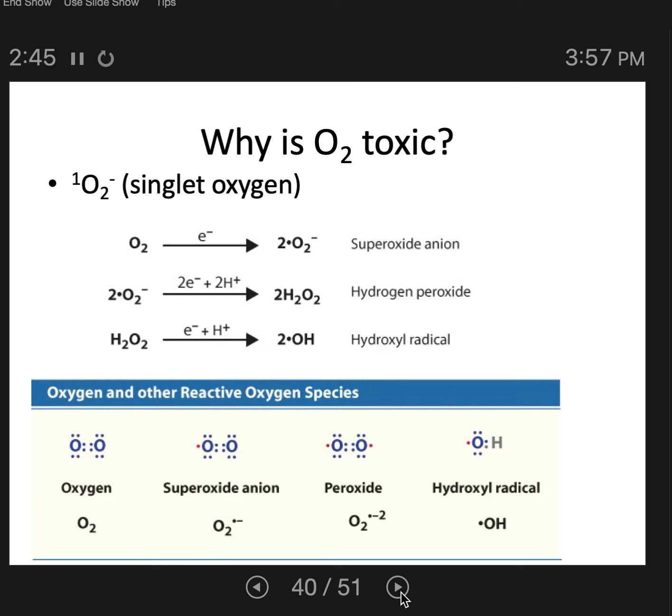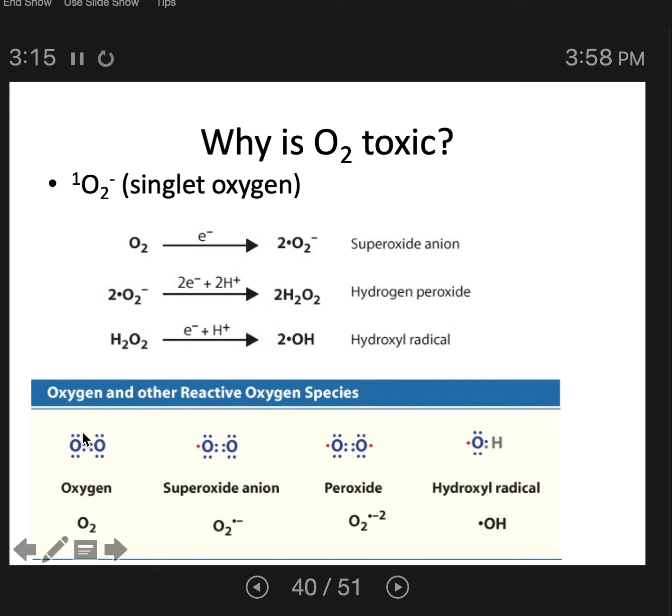What happens is oxygen spontaneously breaks down in the presence of water into highly reactive forms. These highly reactive forms we call reactive oxygen species. You can see that here in blue, oxygen and other reactive oxygen species. I will be calling these ROS for short on things like your homework and tests. ROS, reactive oxygen species. These are different molecules, very, very small molecules made out of oxygen.